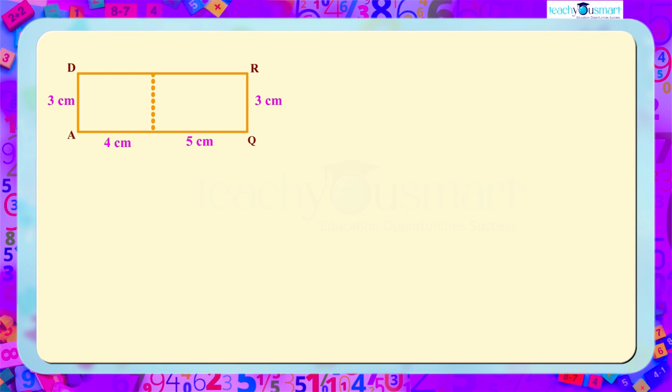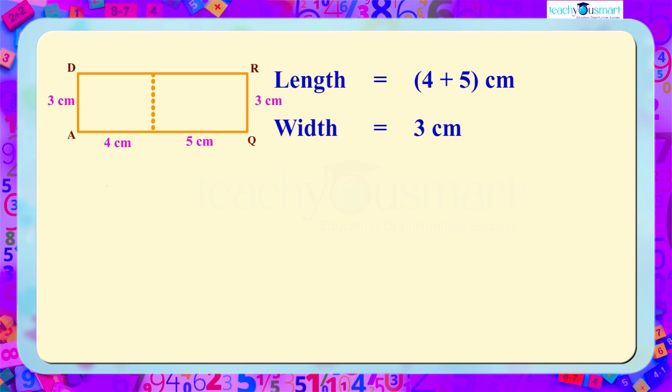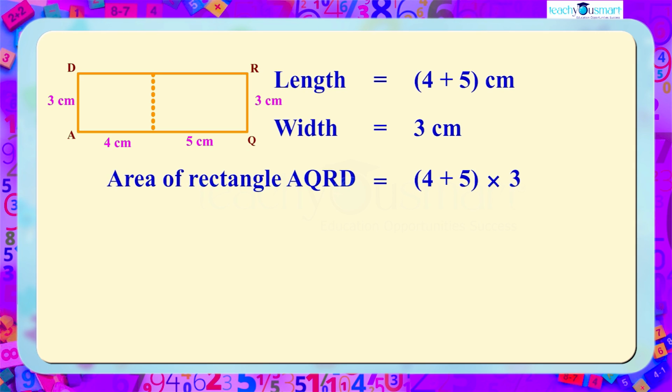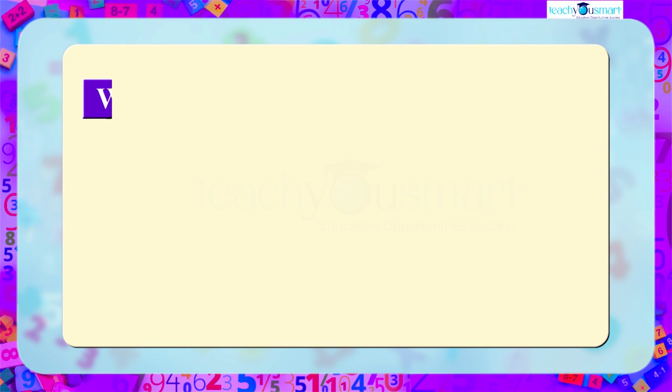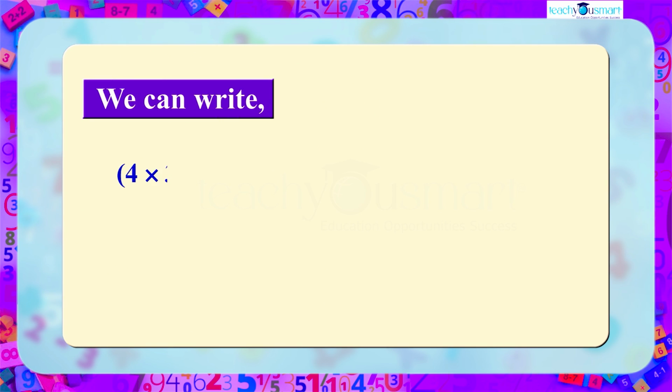Or we can find the area of rectangle AQRD with a length 4 plus 5 centimeters and width 3 centimeters. That is, the area of rectangle AQRD equals (4 plus 5) multiplied by 3 equals 9 multiplied by 3 equals 27 square centimeters. Observing these two calculations, we can write 4 multiplied by 3 plus 5 multiplied by 3 equals (4 plus 5) multiplied by 3 is equal to 27.